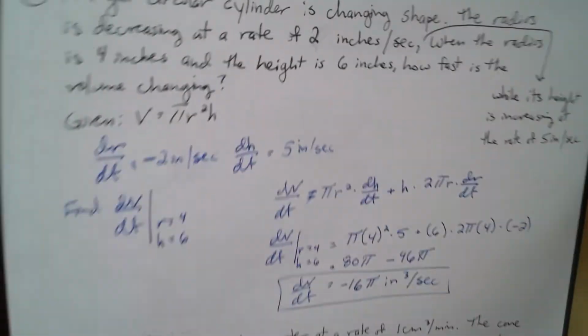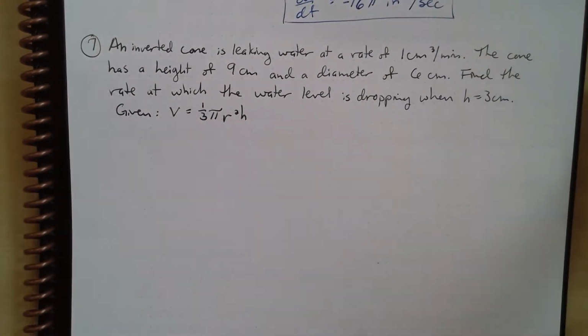All right, last one. I'm sure you're kind of getting a little tired of these, but they are important and they are very, very common free response questions, so they're important to know. An inverted cone is leaking water at a rate of 1 centimeter cubed per minute. The cone has a height of 9 centimeters and a diameter of 6 centimeters. Find the rate at which the water level is dropping when h equals 3.